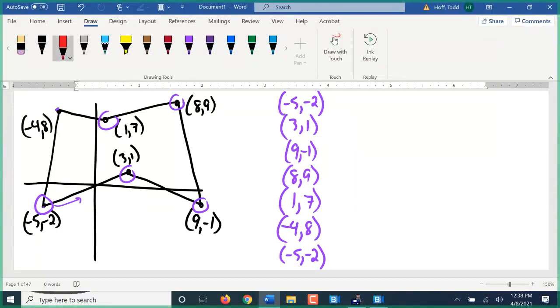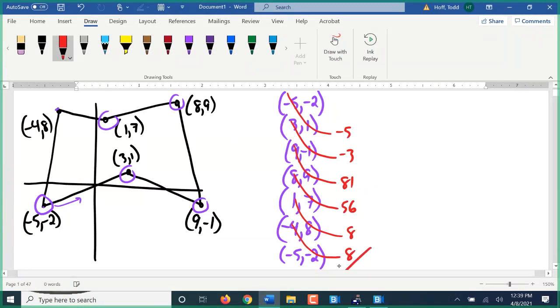Now we do our diagonal multiplication. So we're going to go down, going left to right. So -5 times 1 is -5. 3 times -1 is -3. 9 times 9 is 81. 8 times 7 is 56. 1 times 8 is 8. And -4 times -2 is also positive 8. We have to add all of those up. We get 145, I believe.